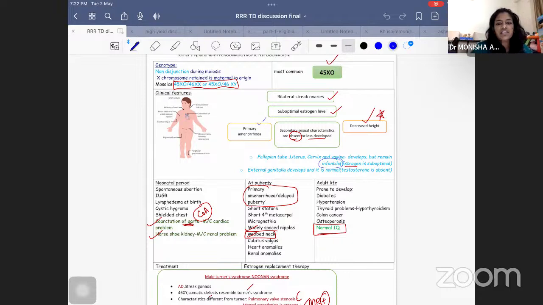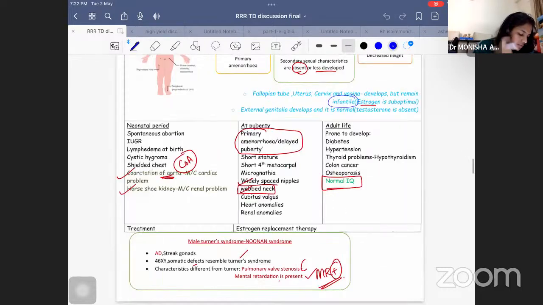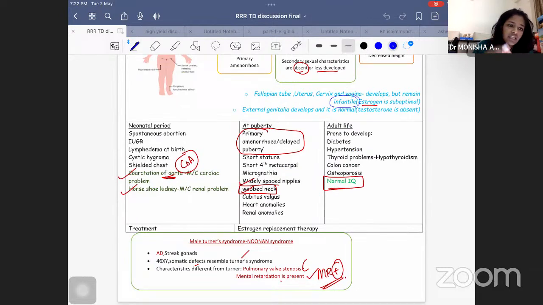I have given it at the different periods of life, how they present. But what is important from the exam point of view? I have highlighted it. You have to remember, the most common cardiac anomaly that you see in Turner syndrome is coarctation of aorta. The most common renal problem that you see in Turner's is horseshoe kidney. In adult life, they present with many other comorbidities. But remember, they have a normal IQ.